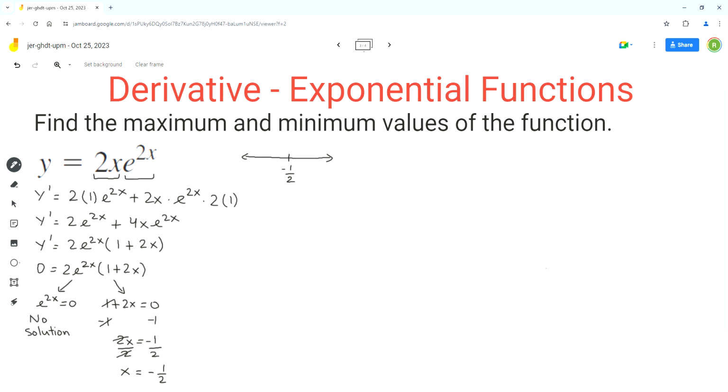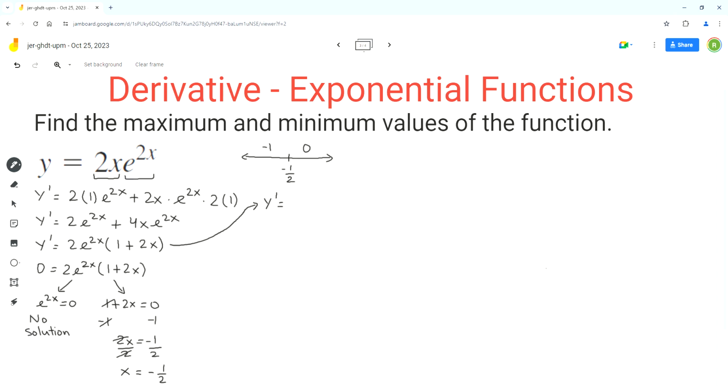So we have to use a test value from each part. From the left part, we can use the test value -1, and from the right side we can use the test value 0. So we have to sub in these test values one by one in the derivative of the function, and if the derivative is greater than 0, that means the function is increasing, and if the derivative is less than 0, that means the function is decreasing. So we can use this equation.